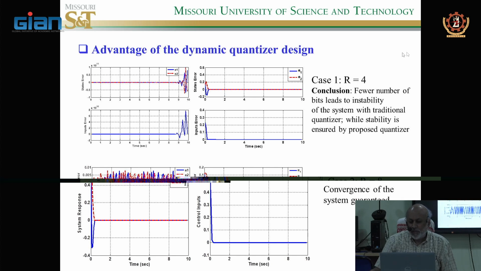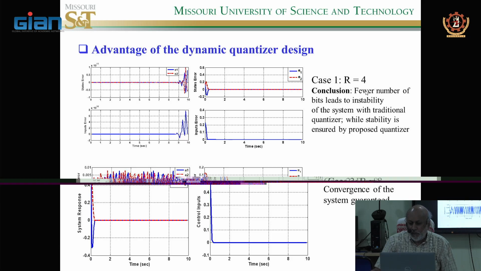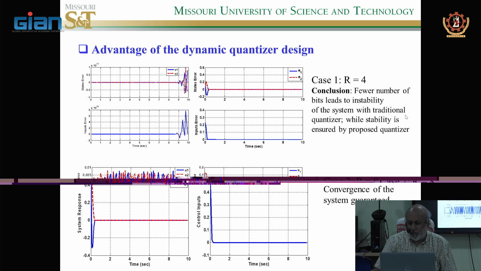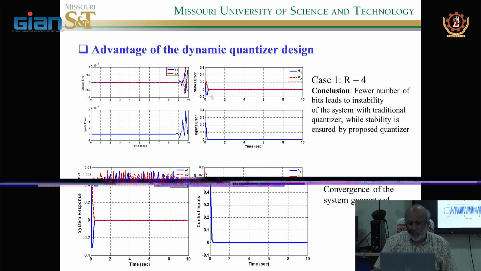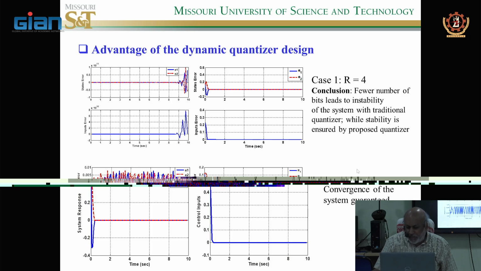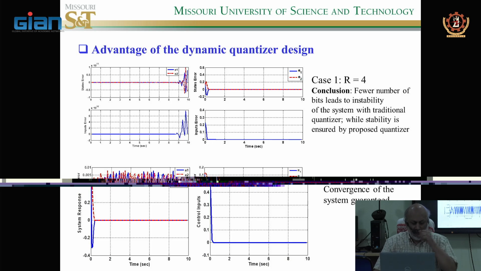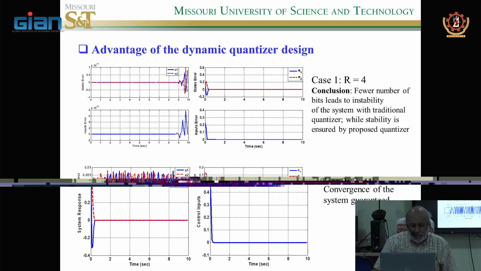Now look at that. So this is case 1, R equal to 4. Fewer number of bits leads to instability of the system with the traditional quantizer. So we saw the same problem. While stability is ensured by the proposed quantizer, you see an error initially, but it converges. Now you increase the bits, R equal to 8. So you see with the traditional quantizer, the error is bounded, but there is an error. Whereas with the dynamic quantizer, actually the error goes to 0. So the same kind of conclusion that we drew for the other system was also true.